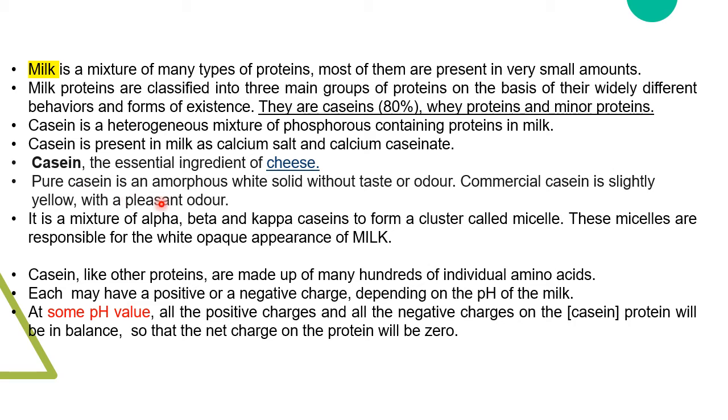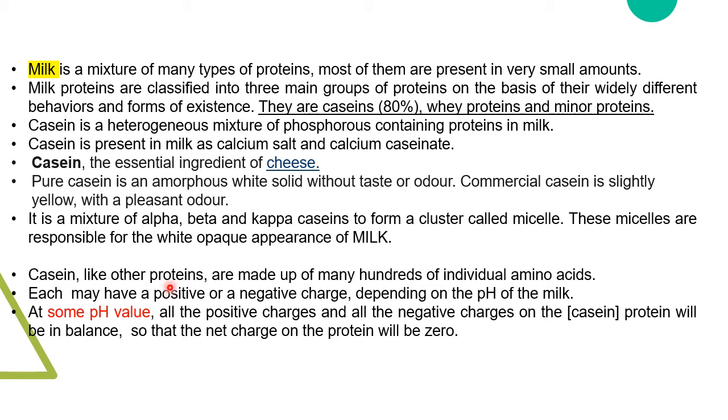Pure casein is an amorphous white solid without taste or odor, meaning no smell. Commercial casein is slightly yellow with a pleasant odor. It is a mixture of alpha, beta and kappa casein that form a cluster called micelles. These micelles are responsible for the white opaque appearance of milk. What these clusters called micelles are, we will see in the next slide. Just remember this word.